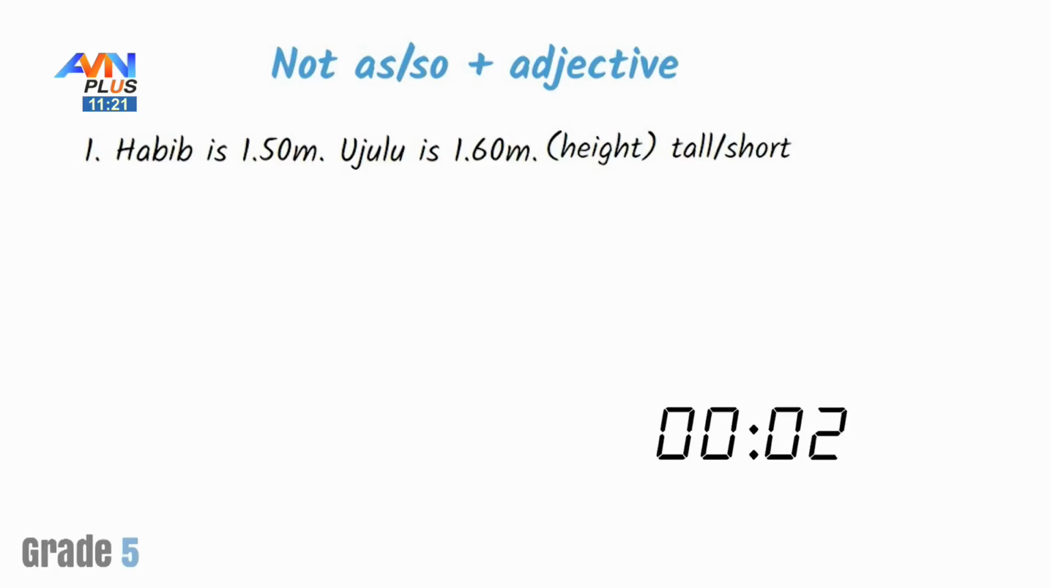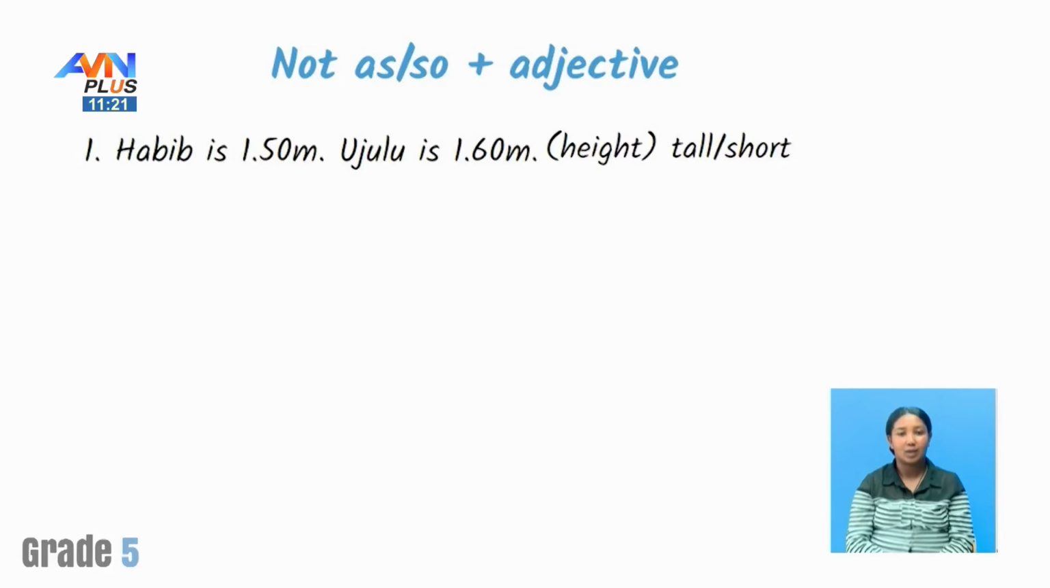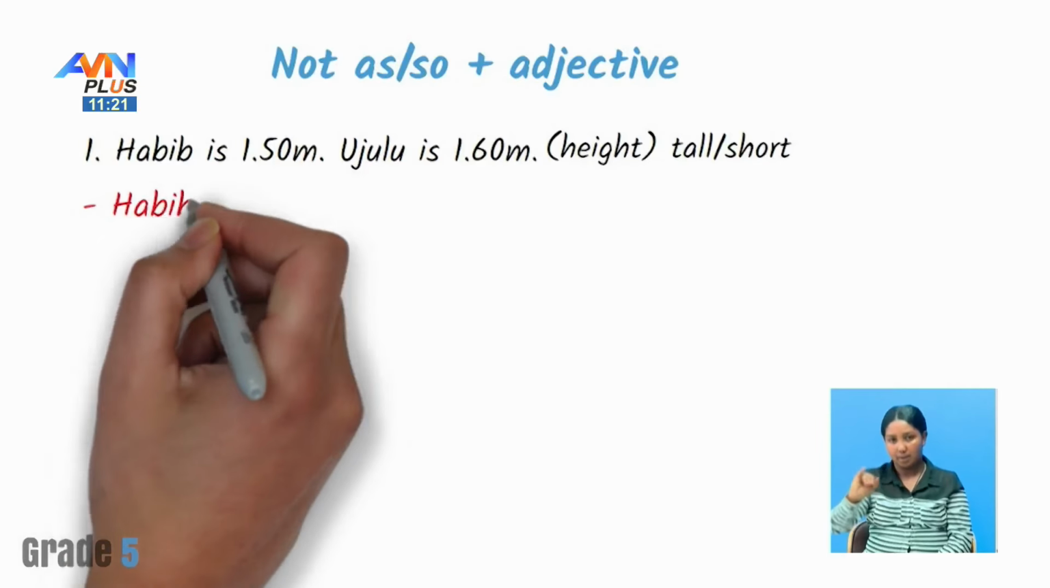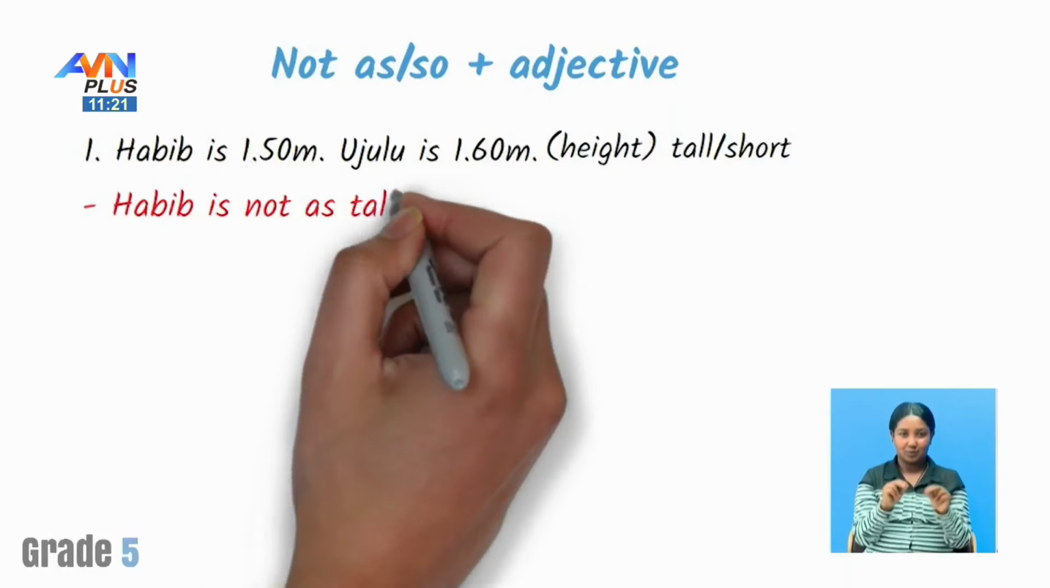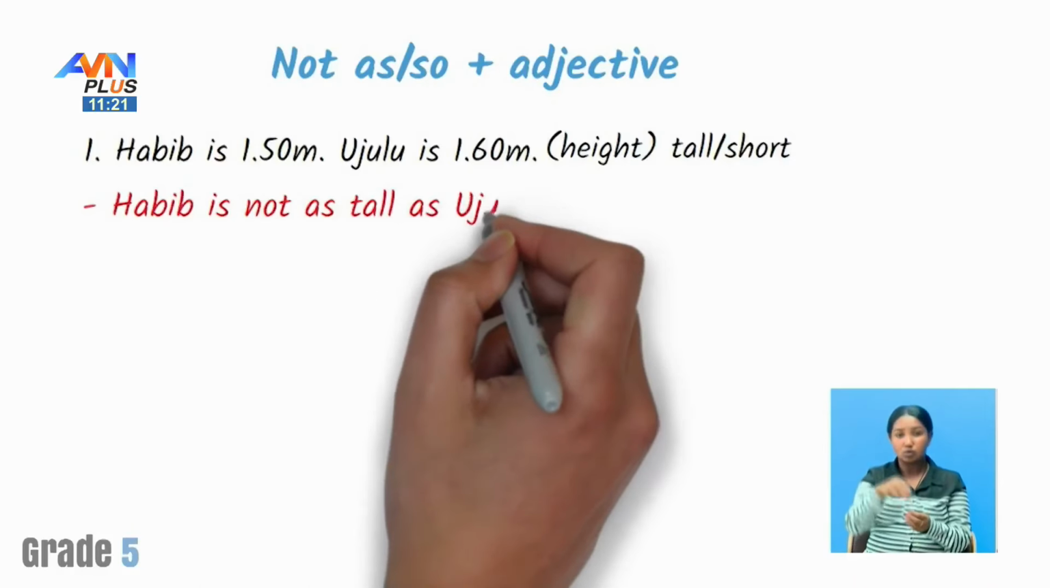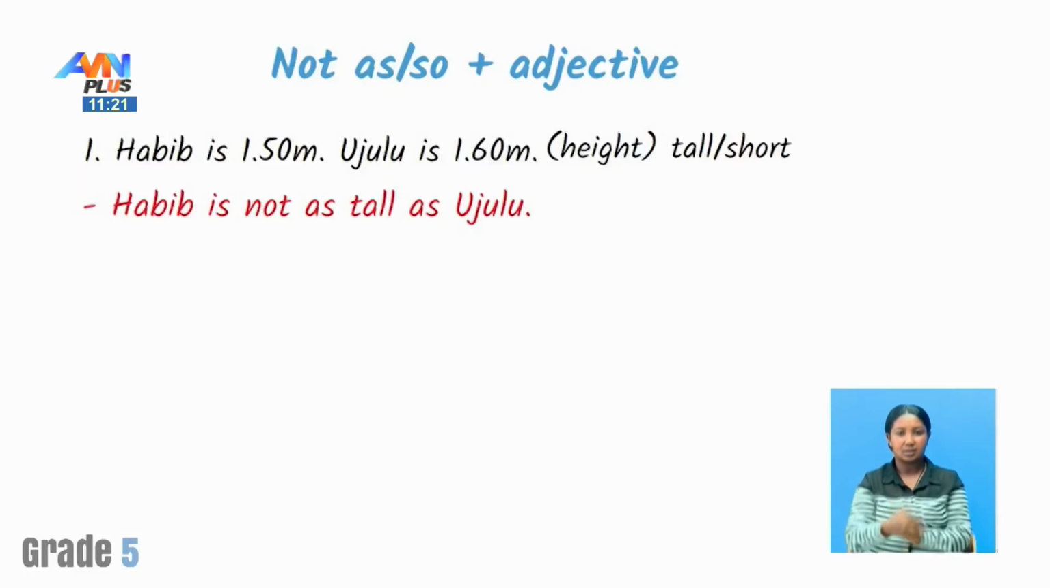Well done. I hope you are finished. Nice, students. When we start from Habib, Habib is, then not, plus so or as. Plus as. Then we have to bring tall or short. So, Habib is short or tall? He's shorter, huh? So, Habib is not as tall, because this one is negative, as Ujulu.